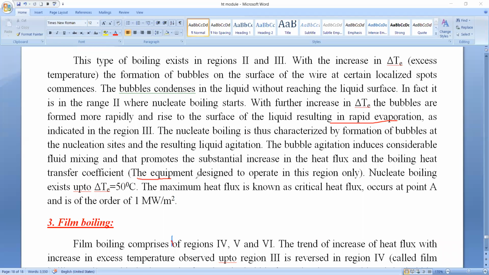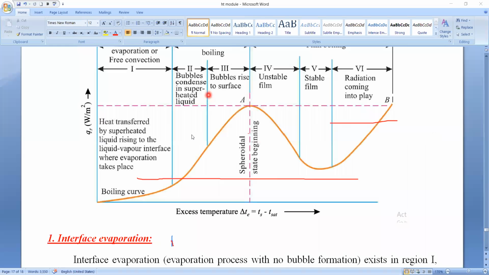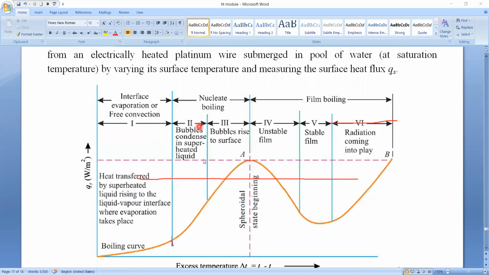So whatever heating equipment is designed, it is designed to operate within this region only. Whatever heating equipment we use for heating purposes is designed to operate in this region only. Okay.